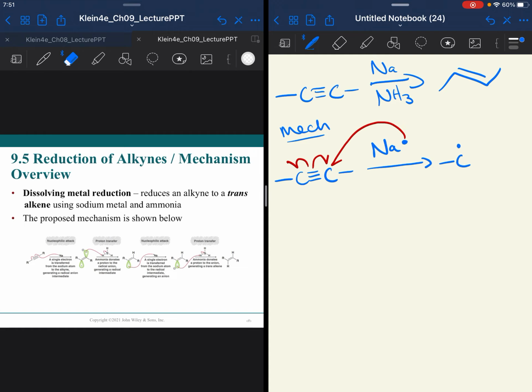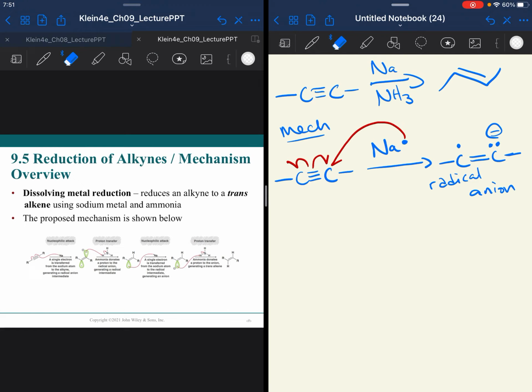So now the carbon on the left is a radical. It got one electron from the pi bond. The carbon on the right got the other electron plus the one from the Na. And there's just a carbon over there. So what we have is called a radical anion.